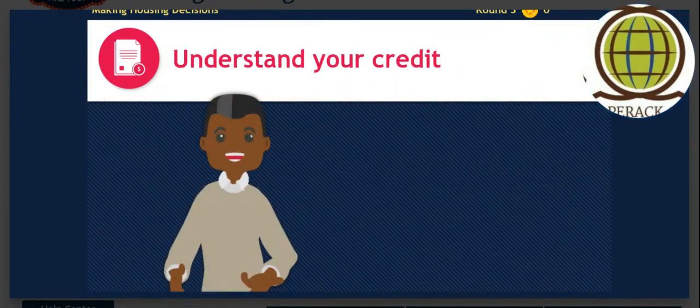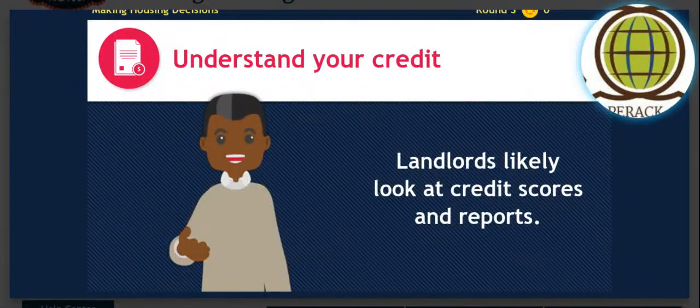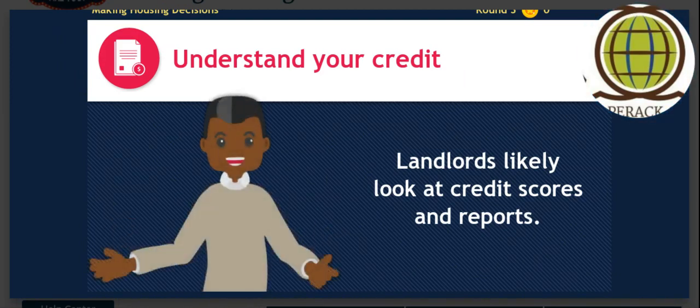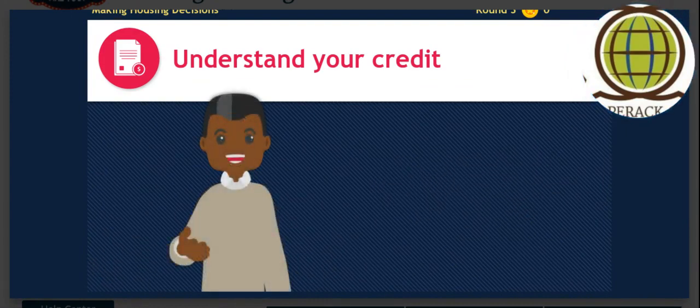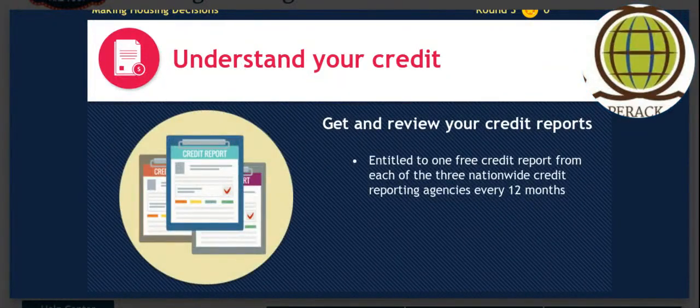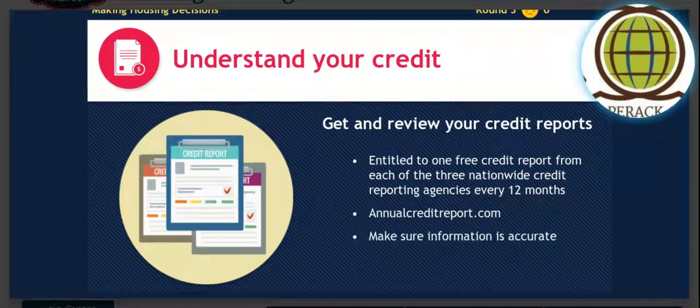Understanding your credit is an important step to renting. Landlords will likely look at your credit scores and credit reports when deciding whether to rent to you. They want to see if you have paid your bills on time, because that can predict if you are likely to pay rent on time. Before submitting a rental application, get and review your credit reports. You are entitled to 1 free credit report from each of the 3 nationwide credit reporting agencies every 12 months. Visit annualcreditreport.com. Make sure all the information in your credit reports is accurate. If not, file a dispute with the credit reporting agencies that are reporting the incorrect information.